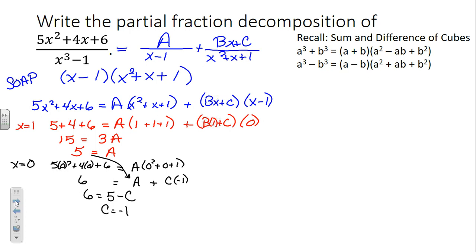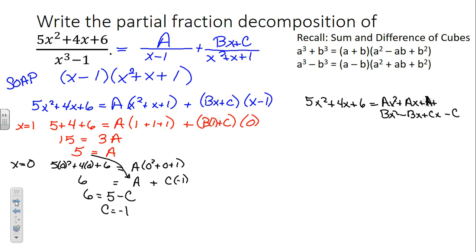FOILed out. We would have a 5x squared plus a 4x plus 6 equals ax squared plus ax plus 1 plus bx squared minus bx plus cx minus c. Sorry, did I do something wrong? Ax squared, yes, this should be an a, not a 1. A is being distributed by everybody. Thank you for catching that.